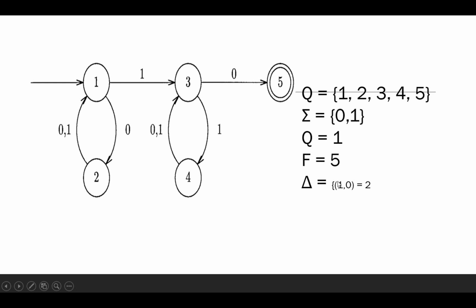Lastly, we have our transition functions. These are all the possible state and input pairings that lead to the transitions from one state to another state depending on its input.